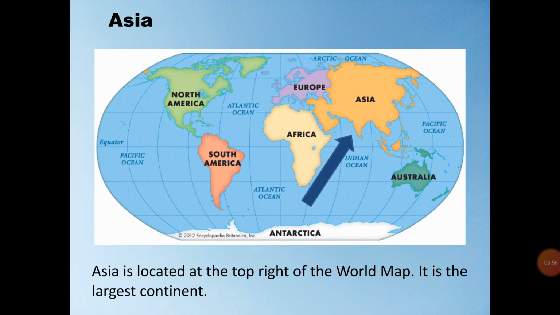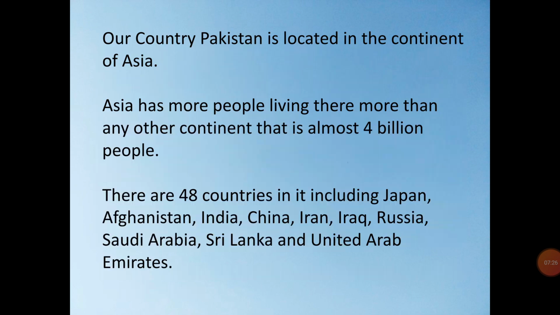Next is Asia. Asia is located at the top right of the world map. You all must be able to see the continent of Asia. It is the largest continent. Students, do you all know that among all the continents of the world, Asia is the largest continent? And do you all know something? Our country Pakistan is also located in the continent of Asia.